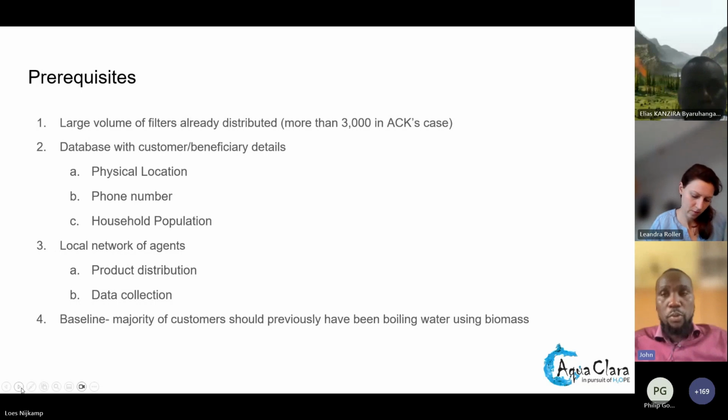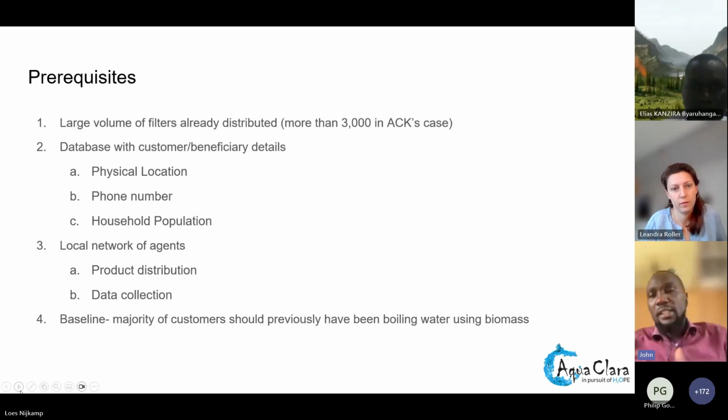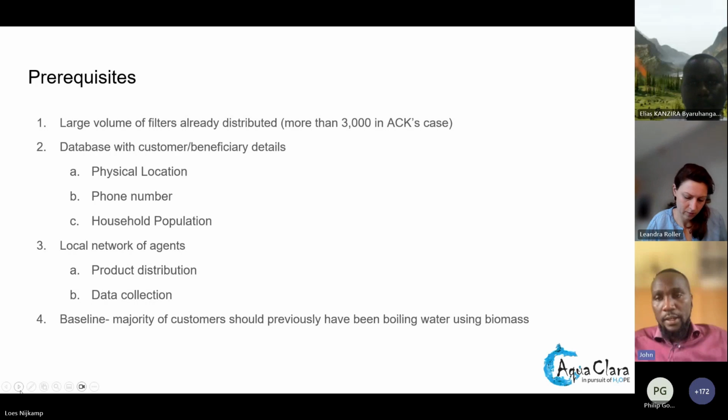Of course, what was also important is to have a very good handle of data. So the enterprise must be able to collect data to a very good level of detail. So the customer names, the location where these customers are, the contact information like phone numbers, household population, because all these details are then important when you're doing monitoring to be able to prove that if it's water filters as it was for us, that these are actually real filters with real people and the impact is real.